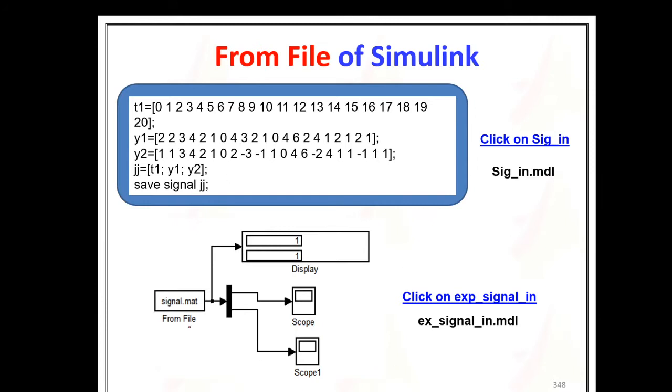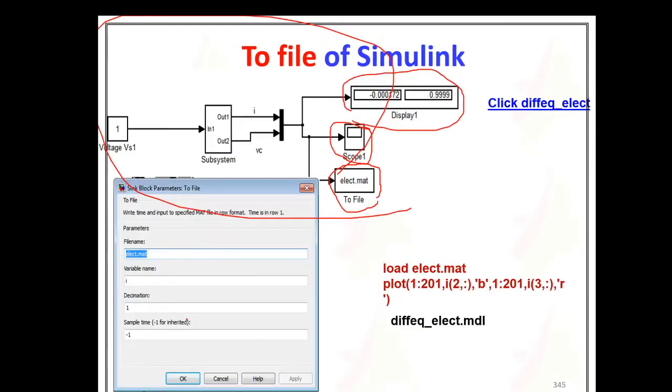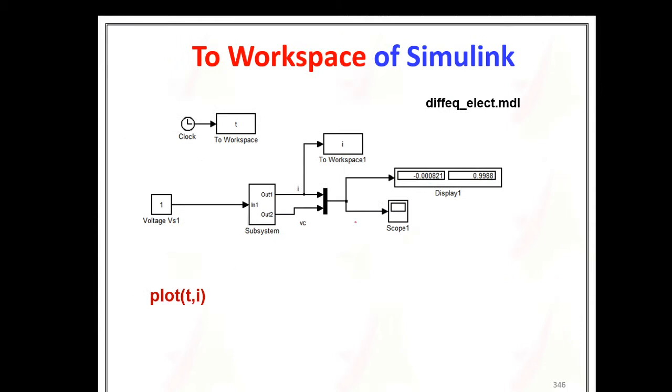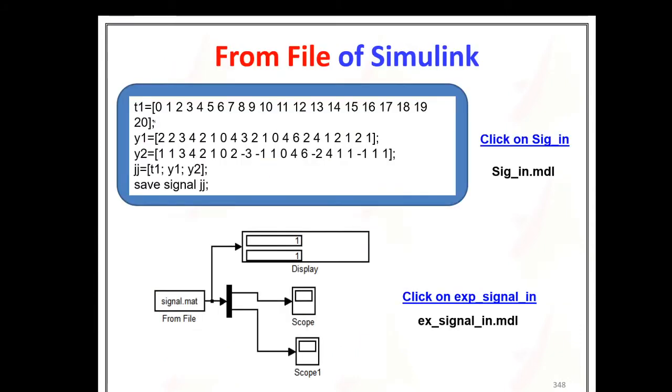Okay, so actually you can see the difference. This is To File, for storing the output in a file. Now assume that in some files the data are available. You can see T1, I'm storing this one. T1 equal to randomly I'm giving 0 to 20. Y1 is this value. Y2 is this value. I'm storing it in JJ. Save the signal JJ. Then now it is stored in the file called JJ. This I did in Matlab scripts.